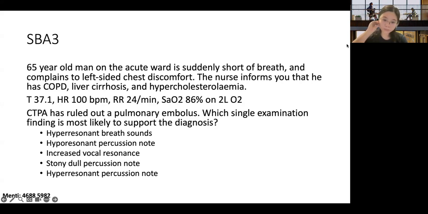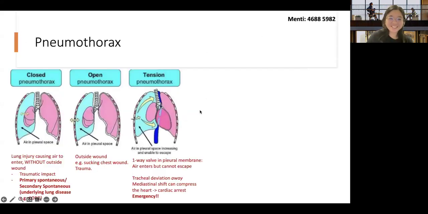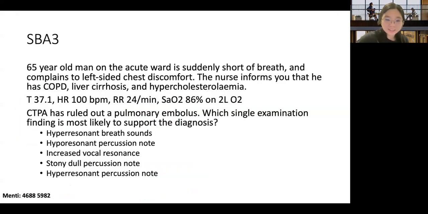Okay, most of you have gone for stony dull percussion notes. So that is for fluid in the lungs. So the answer is actually, oh, I'm so sorry, guys. None of you chose that. Okay, let's just quickly go through this then. It's actually a pneumothorax. Okay, let's try to go through this in greater depth.